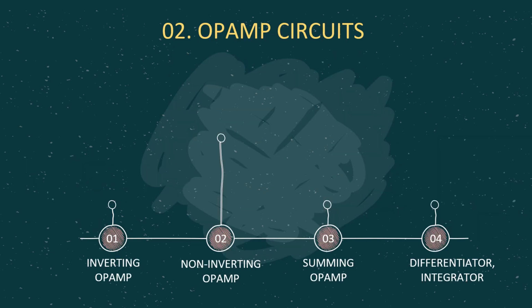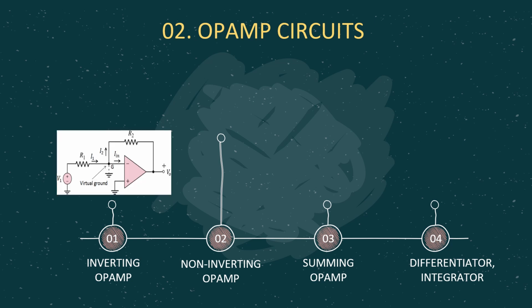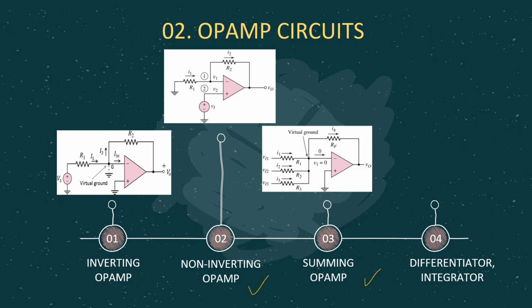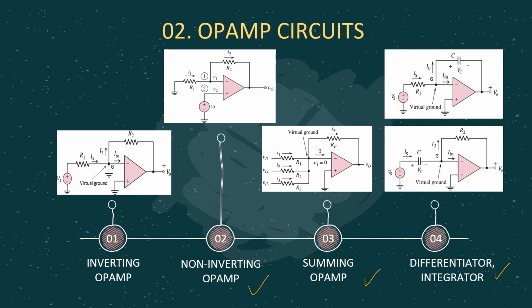Now we come to the second topic, OPAMP circuits. There are about 4 to 5 types of OPAMP circuits that you need to know. The first one is inverting OPAMP. The second one is non-inverting OPAMP. The third one is summing OPAMP. And the fourth one is differentiator as well as integrator. For the fourth one, you don't have to know in great detail. Our focus will be more on the first three.